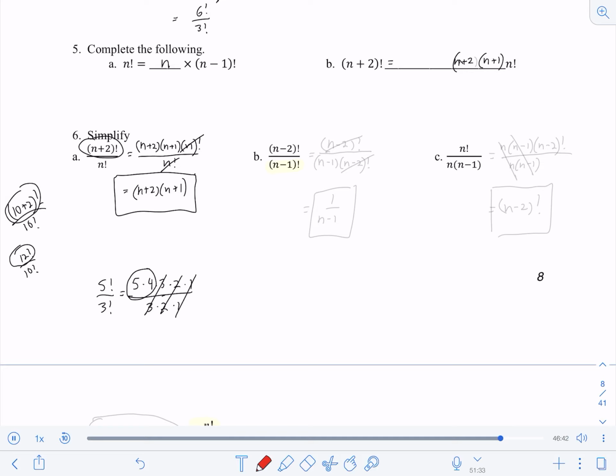Okay, so I'm going to move on to the next one. I need you to think, which one of these is bigger? Is n minus 2 bigger, or is n minus 1 bigger?